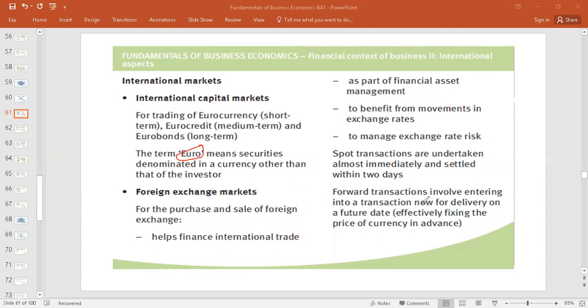The settlement is immediate, but in case the transaction is not fulfilled immediately, if it has to be fulfilled at a later period of time, they enter into a derivative agreement like a forward rate agreement or futures. So they enter into the agreement to be completed on a future date, at a pre-decided price. So forward transactions involve entering into a transaction now for delivery on a future date, effectively fixing the price of the currency in advance.